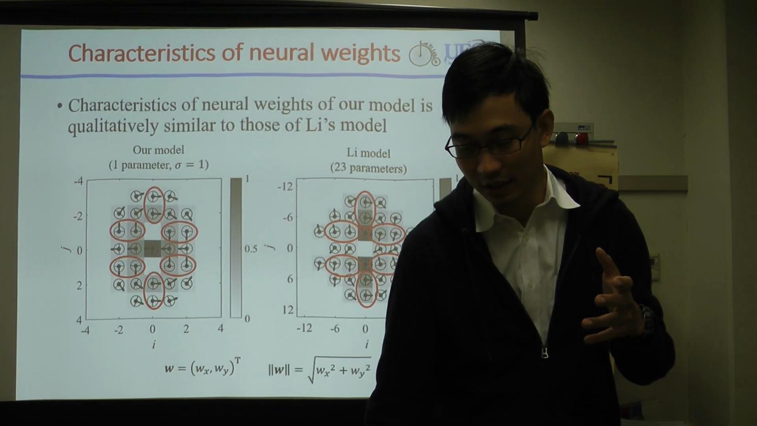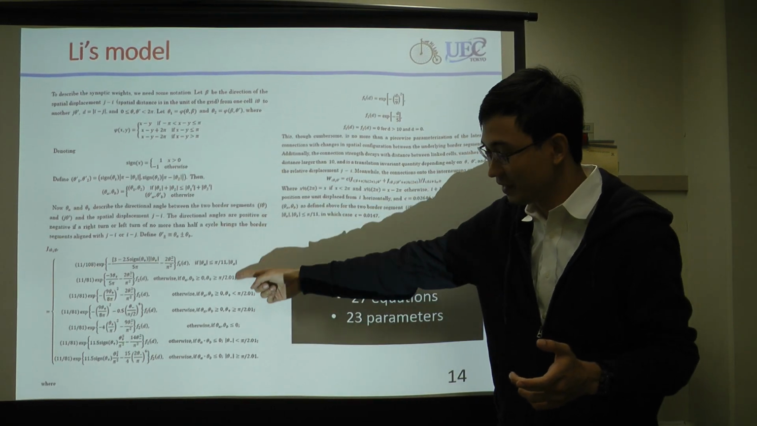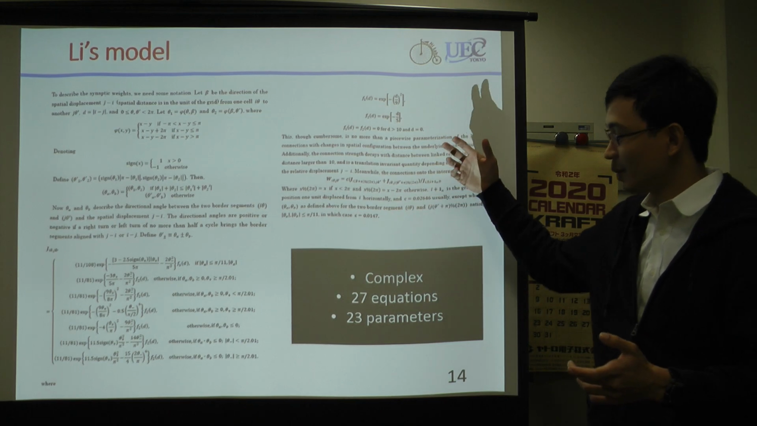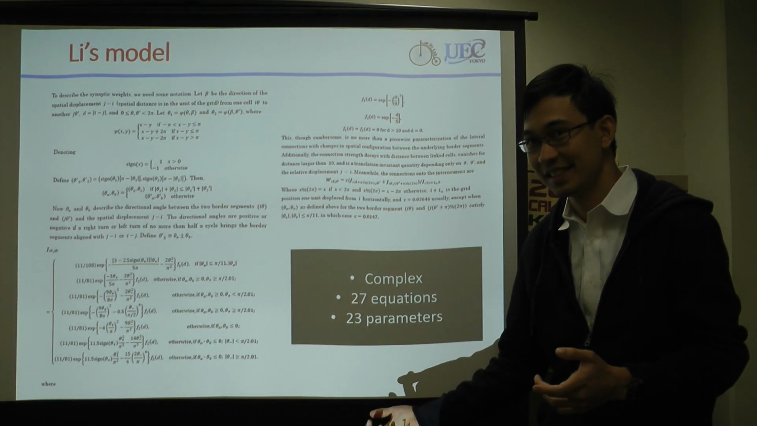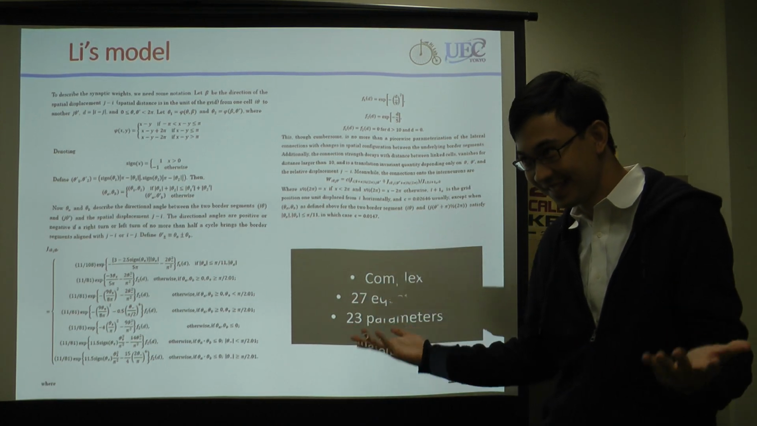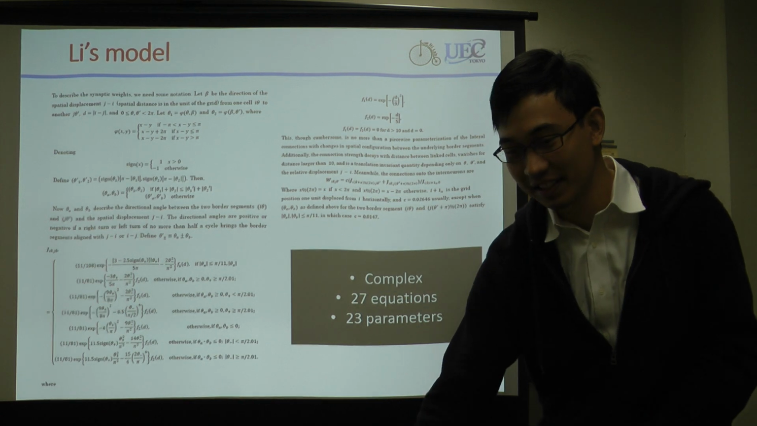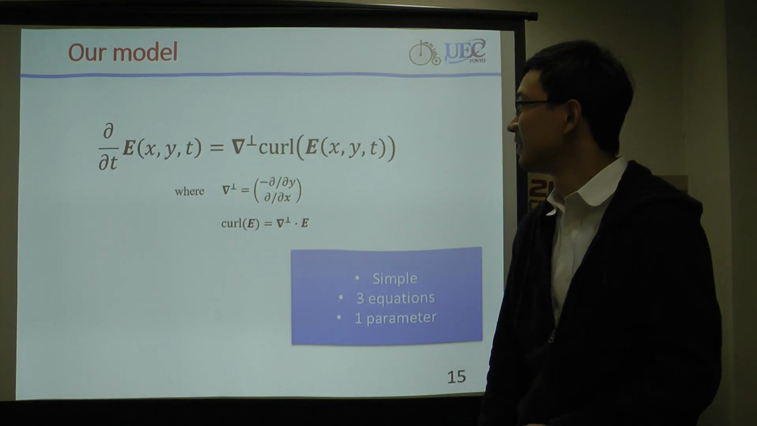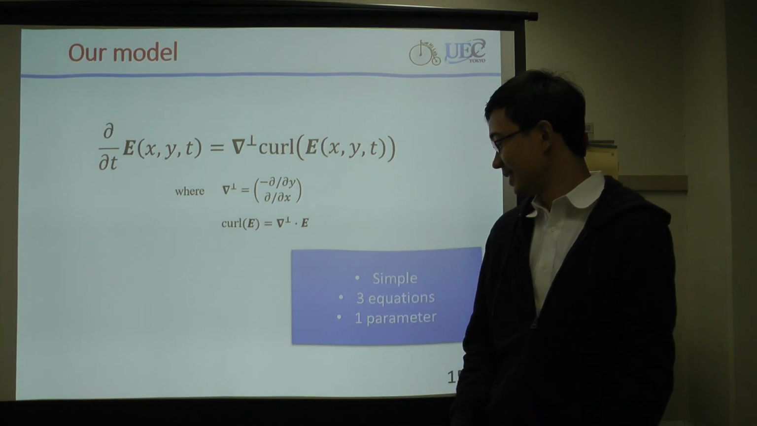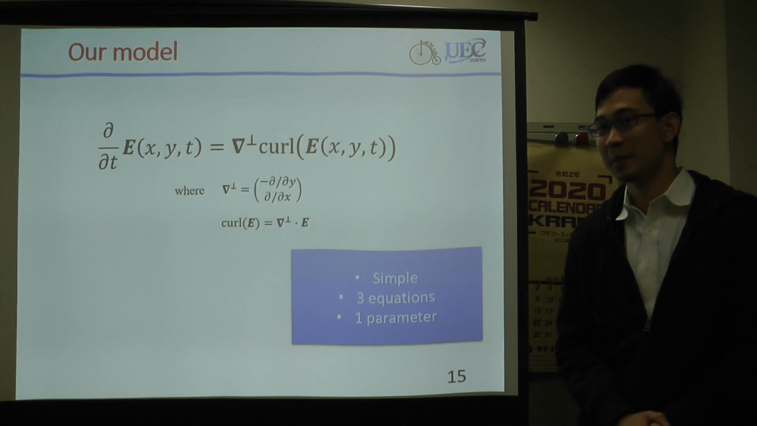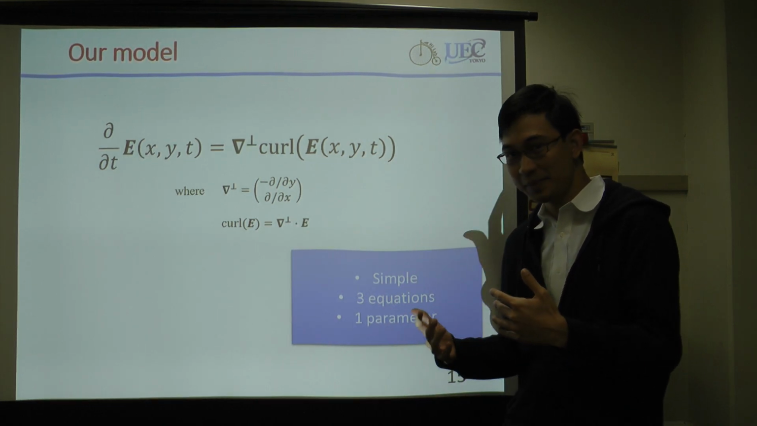Let's take a closer look at Lee's model. You can see it is very, very complex: 27 equations, 23 parameters. It speaks for itself. However, let's take a look at our model. Simple. 3 equations, 1 parameter. You can be the judge of which might be a better model.